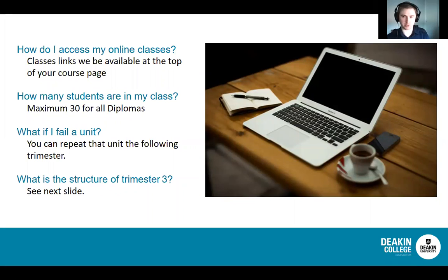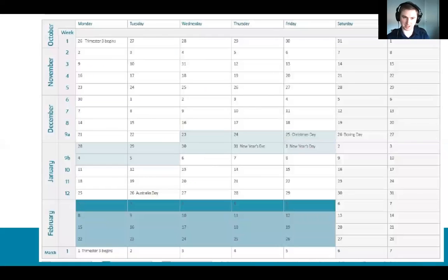And what is the structure of trimester 3? Let's run through that a little bit on the next slide. So Deakin College runs on a 12-week, well, technically 13-week trimester, but we have 12 weeks of content, and then the 13th week is exams. So we'll start on the 26th of October. We will have a trimester break towards the end of December, which will go until early January. And then week 12 ends on the 29th of January, and exams will begin in early February. So that's the general structure of trimester 3.